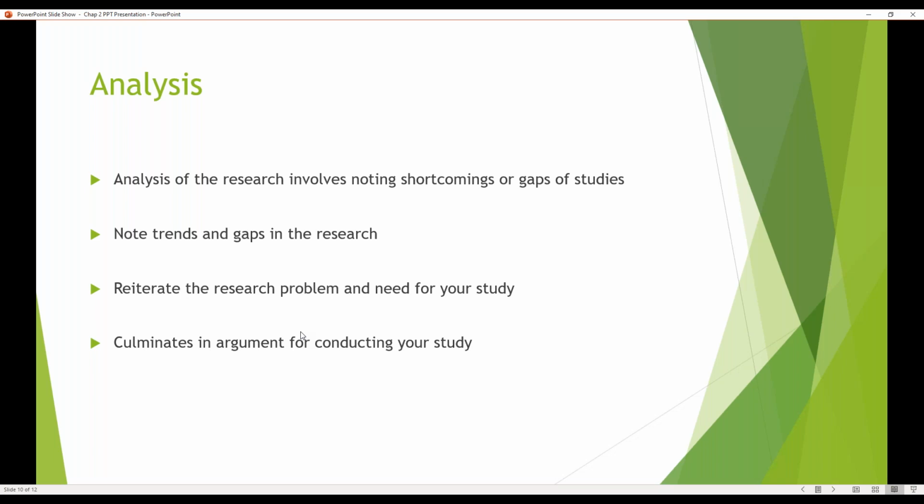And so really the whole lit review culminates in making an argument for why your study is needed. Here's what's been done. I've reviewed it, and here are the trends, but here are also the gaps, hence the need for my study.